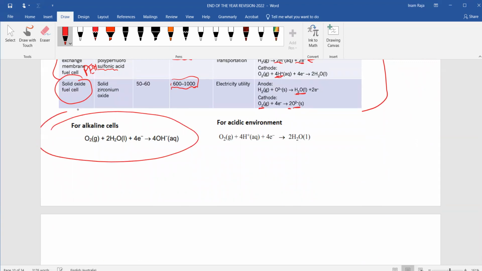For the alkaline cell, oxygen is used where the OH is there. You need to make sure that for the alkaline cell, there are two equations in your electrochemical series. So you pick the one where the OH is present. For the acidic environment, you pick the oxygen equation where H positive is there.